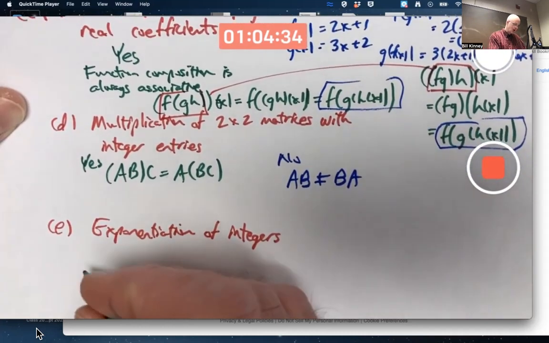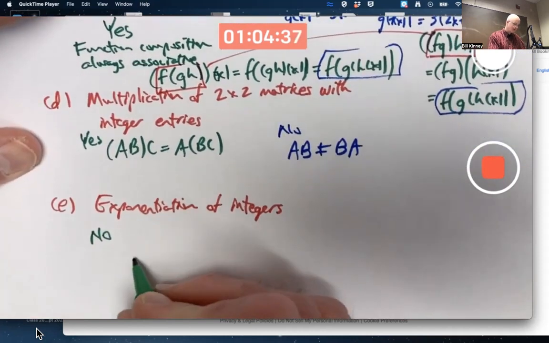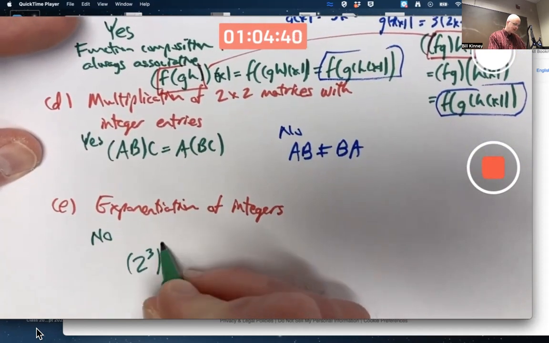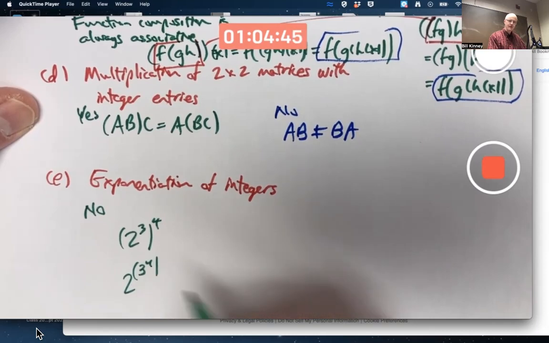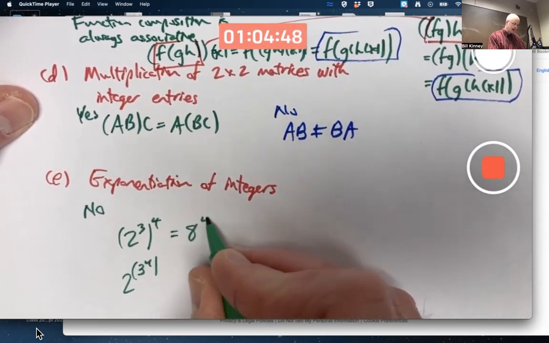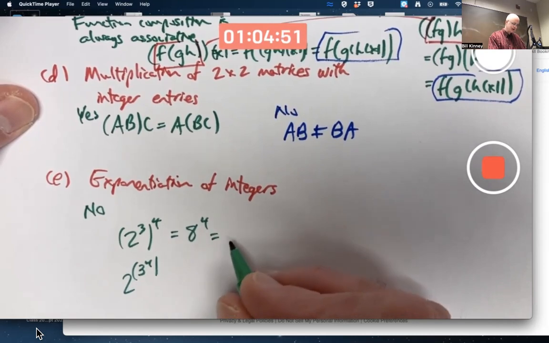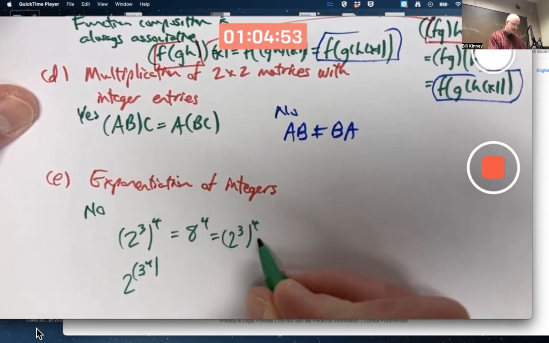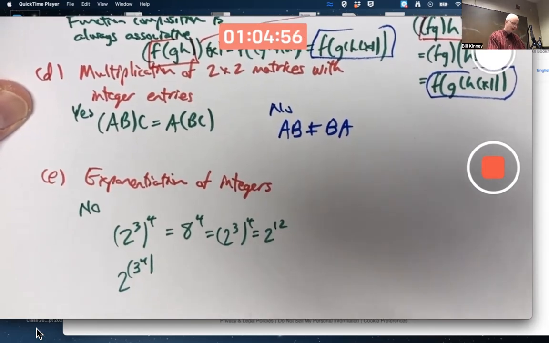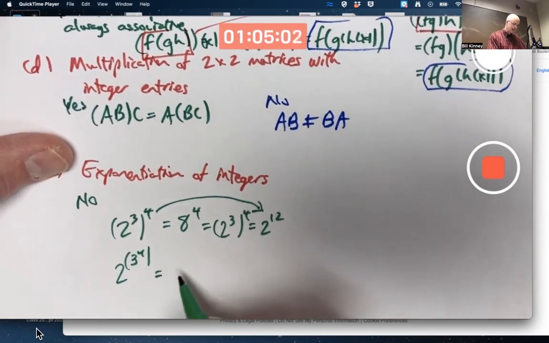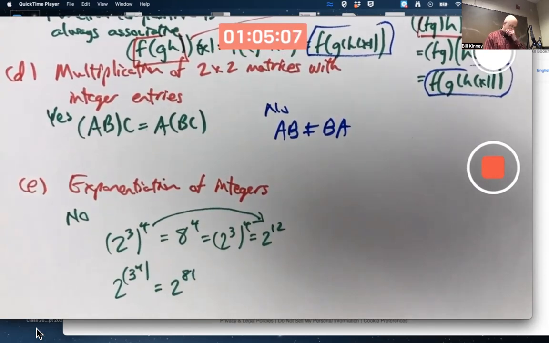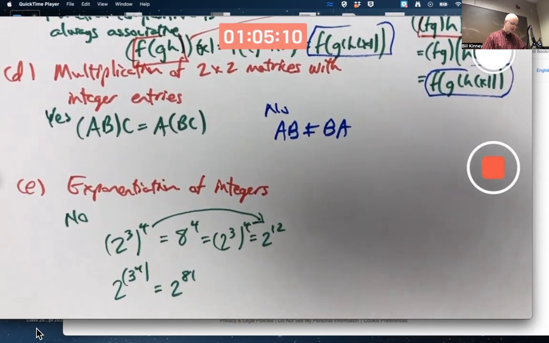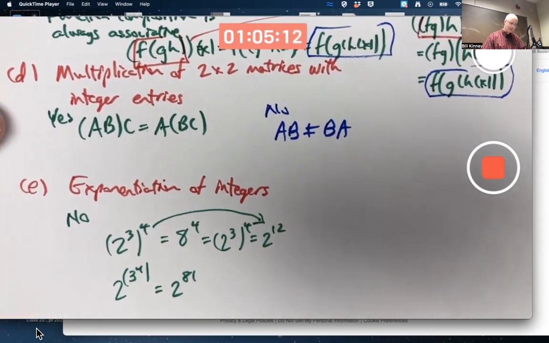Exponentiation of integers. No. Give me one example. How about 2 cubed to the 4th versus 2 to the 3 to the 4th? Are those the same or different? They are different. This one's ultimately 2 to the 12th. Well, I could have just jumped there right away by multiplying the exponents, but this one's a lot bigger. This is 2 to the 81st power. It's not associative. The parentheses matter.